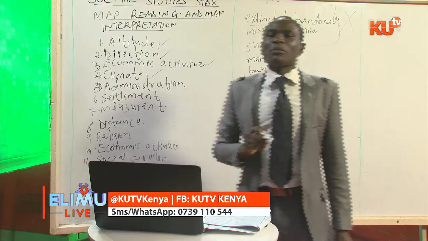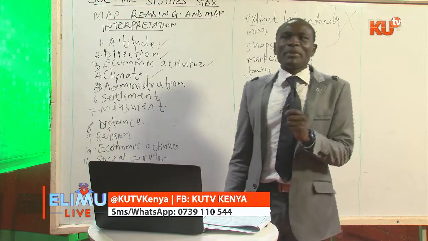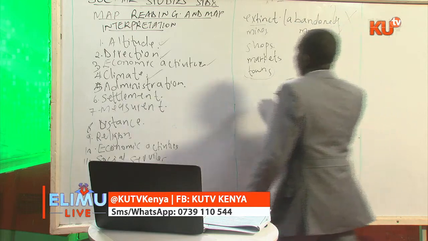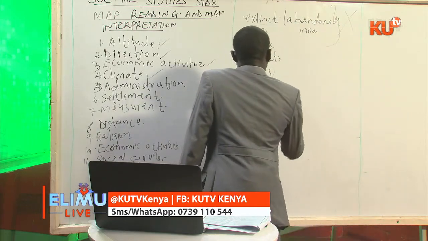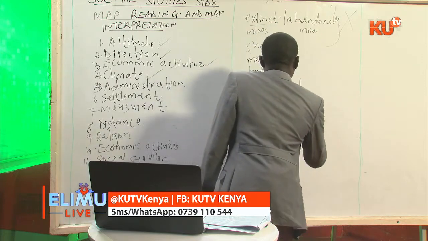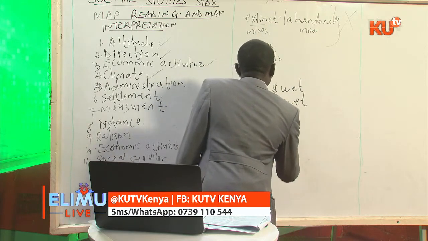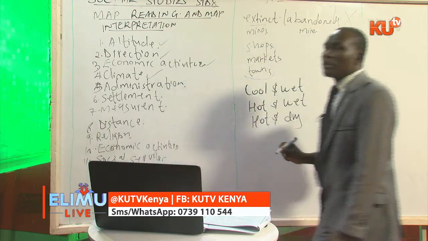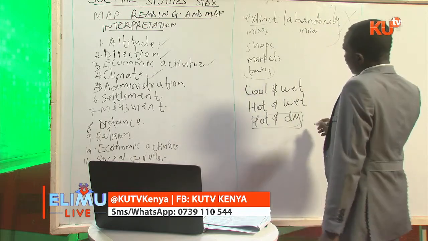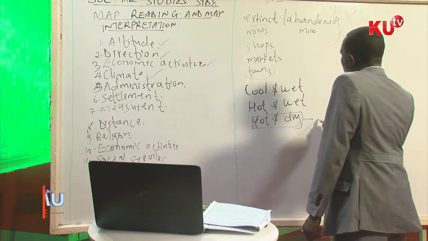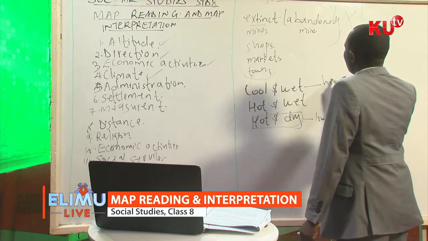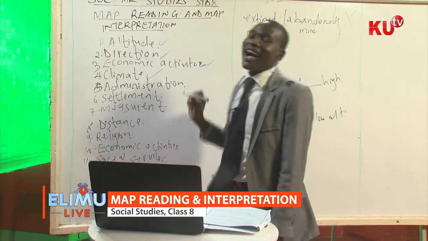Climate is also an area that is most commonly examined. In KCPE, there are only 3 types of climates that are most commonly examined. These include cool and wet, hot and wet, and hot and dry. These are the three most commonly examined types of climates. This one we have already covered. Hot and dry climate is found in low altitude. Cool and wet is found in high altitude. That is why we started with altitude.